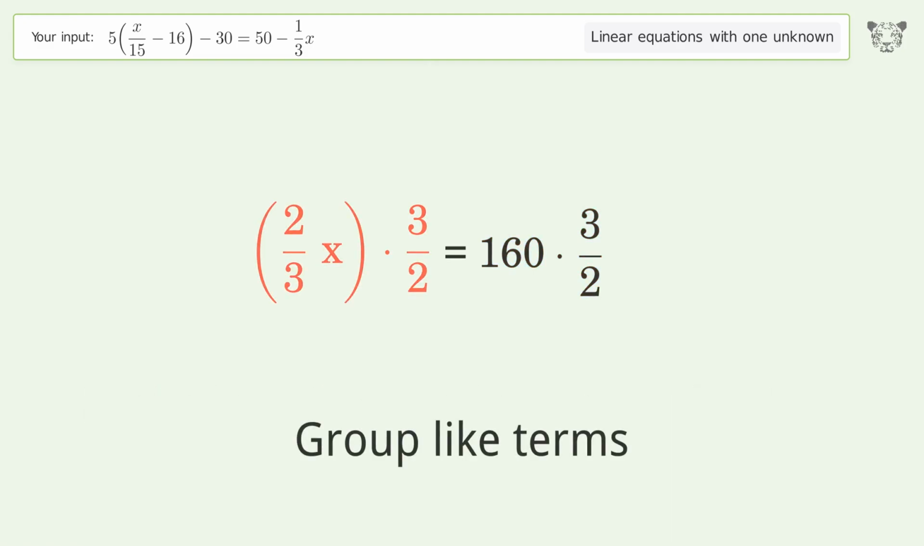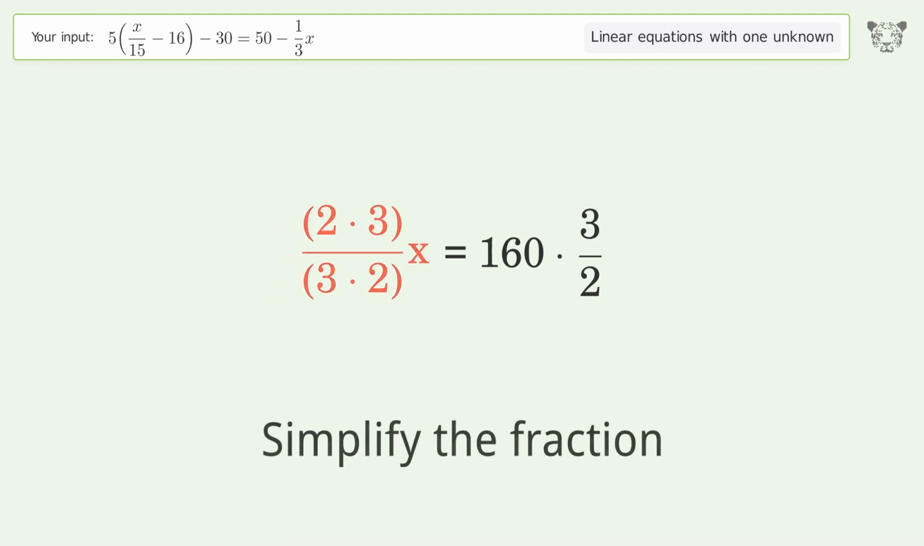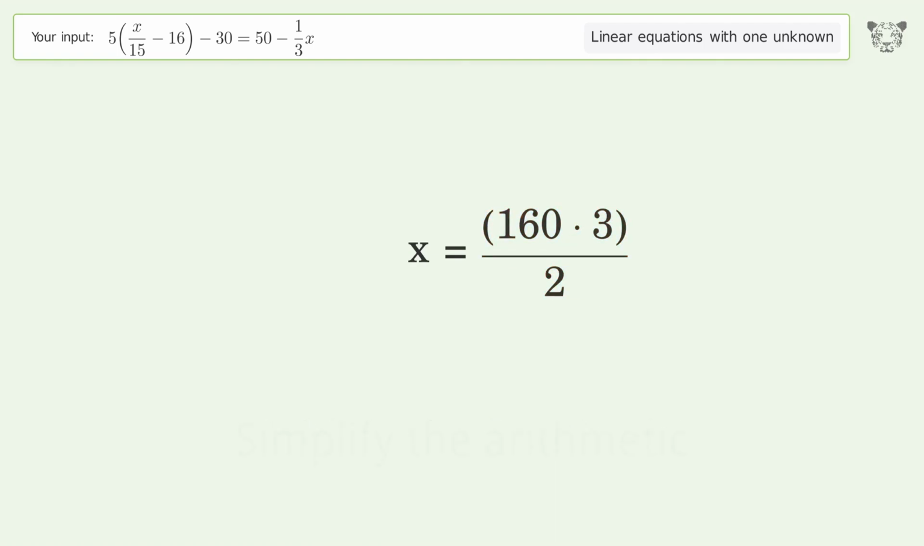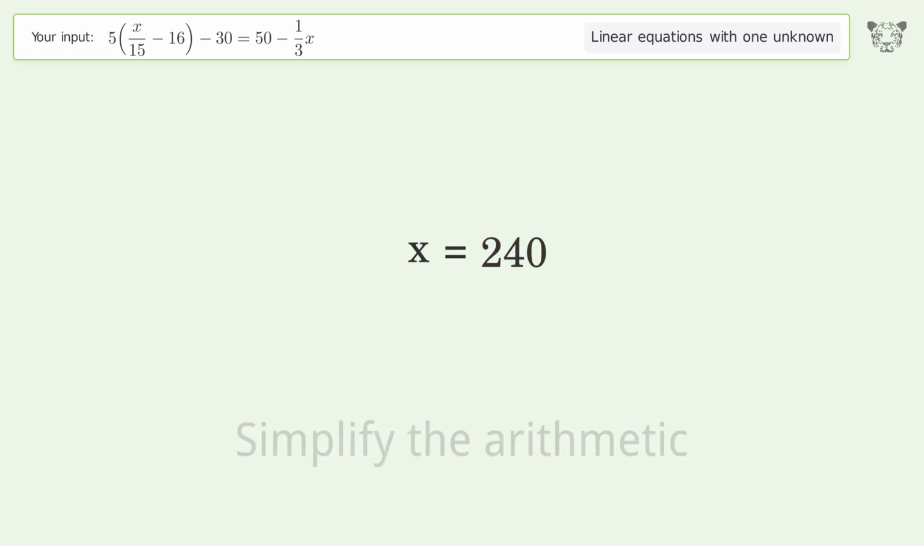Group like terms. Multiply the coefficients. Simplify the fraction. Multiply the fractions. Simplify the arithmetic. And so the final result is x equals 240.